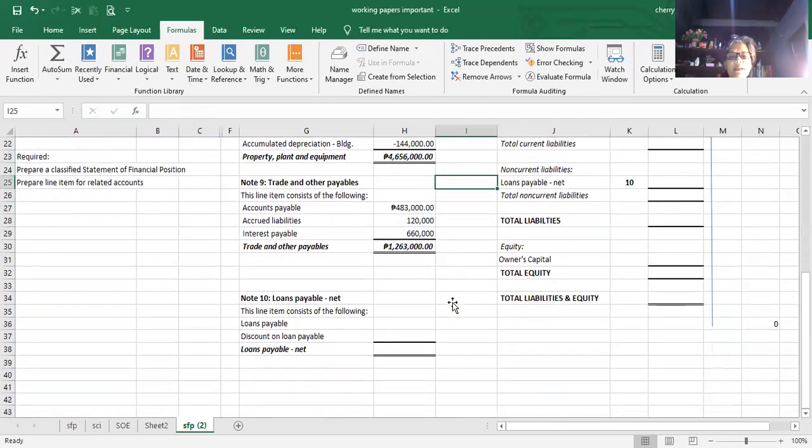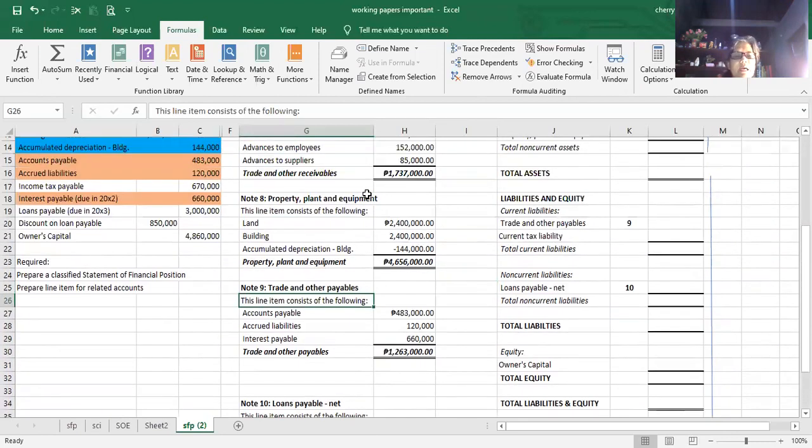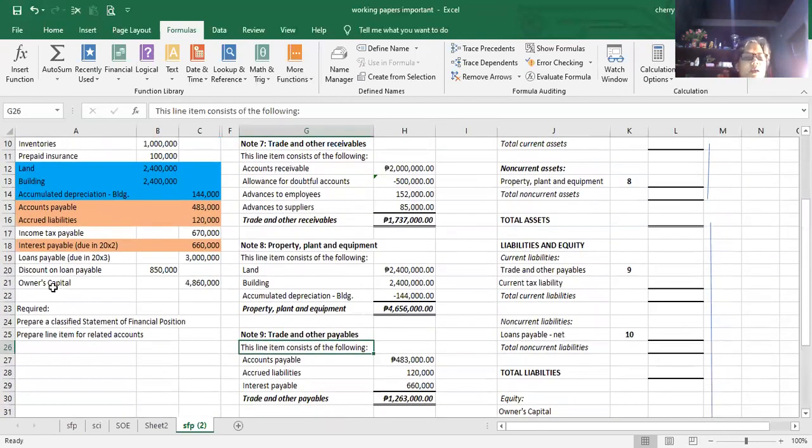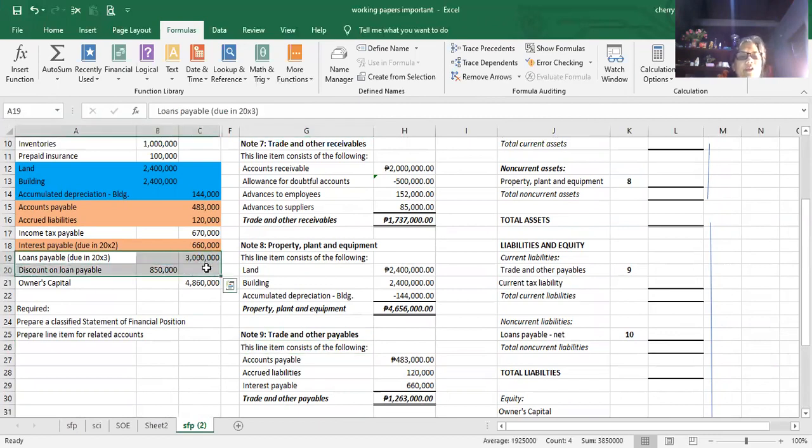How about note 10, loans payable net? This line item consists of the following: loans payable and discount on loans payable. So, what color do you want?